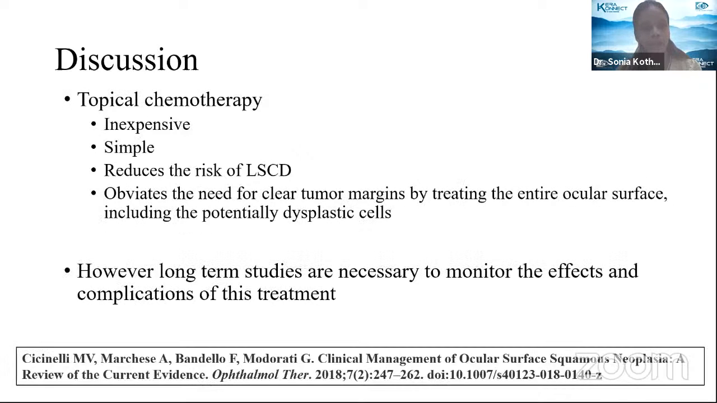Next slide, please. So topical therapy really is inexpensive. It is simple to use. It reduces the risk of limbal stem cell deficiency and obviates the need of a clear tumor margin by treating the entire ocular surface, including the potentially dysplastic cells. However, long-term studies are required to monitor the effect and complications of this treatment modality. Thank you.